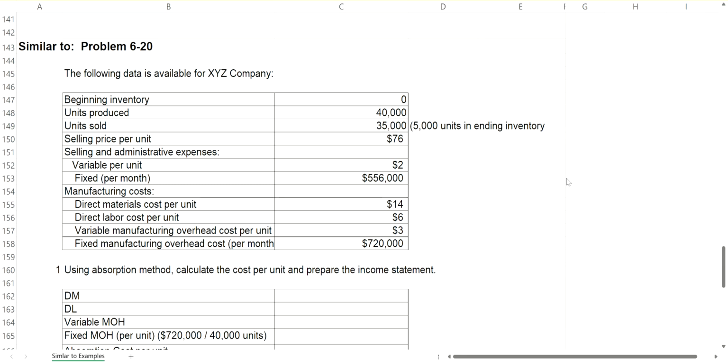Hello, this is Connie Belden, and we're now going to wrap this chapter up by preparing an absorption income statement and a variable costing income statement. So assume the following information is given to you.